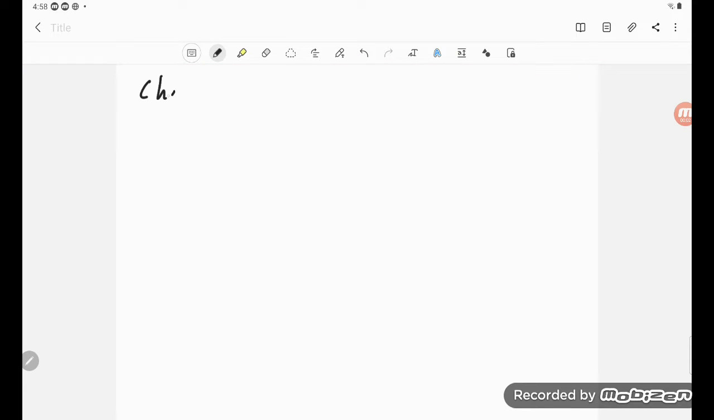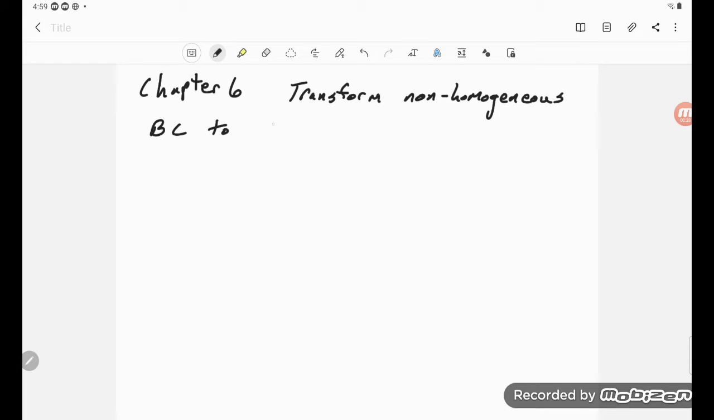Okay, so we're starting chapter 6 here, and the whole idea is we're going to transform non-homogeneous boundary conditions to homogeneous boundary conditions.